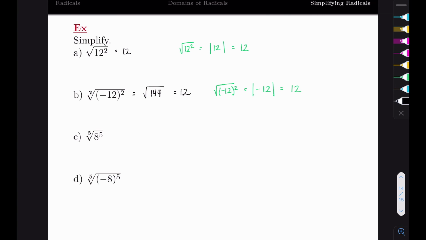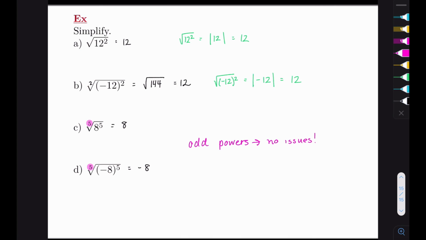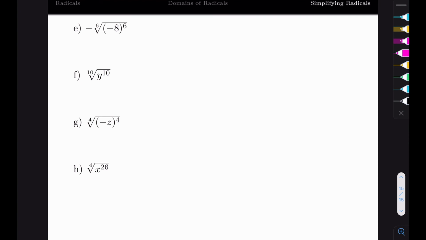Okay. For these next two, because they're odd roots, we don't have to worry about the same thing. So here, fifth root, fifth power, cancel each other out, just give us the 8. And again, fifth power and fifth root cancel each other out, just give us negative 8. Because it's an odd power, we have no issues. It's only even that poses problems. So let's just try a couple more.